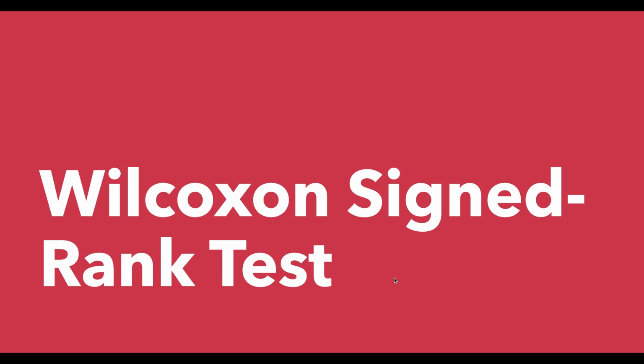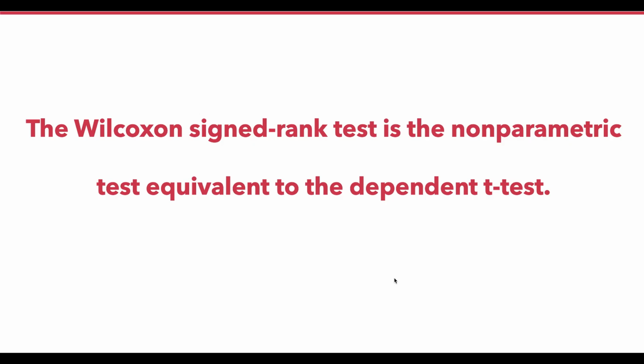Hello friends, today we'll talk about the Wilcoxon signed rank test, which is a non-parametric test. The Wilcoxon signed rank test is the non-parametric equivalent of the parametric dependent t-test. So if your data is normally distributed and you meet the assumptions, you would apply the dependent t-test. Otherwise, if the data is not following a normal distribution, you will go for the Wilcoxon signed rank test.